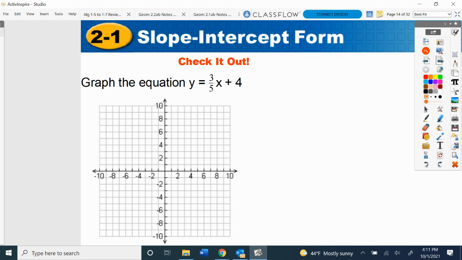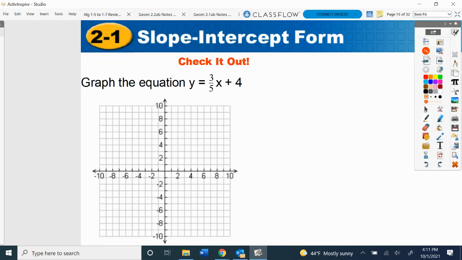Now I've got one for you guys to try. See if you can do this on your own. Take that equation and graph the line that matches that equation onto the graph. We'll check your answers here in a minute. Pause the video. Okay, let's take a look and see what you guys came up with. See if you're able to graph a line based on the equation.